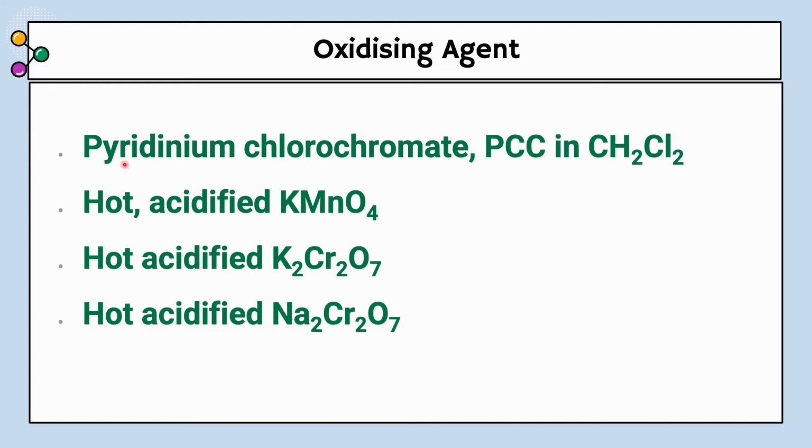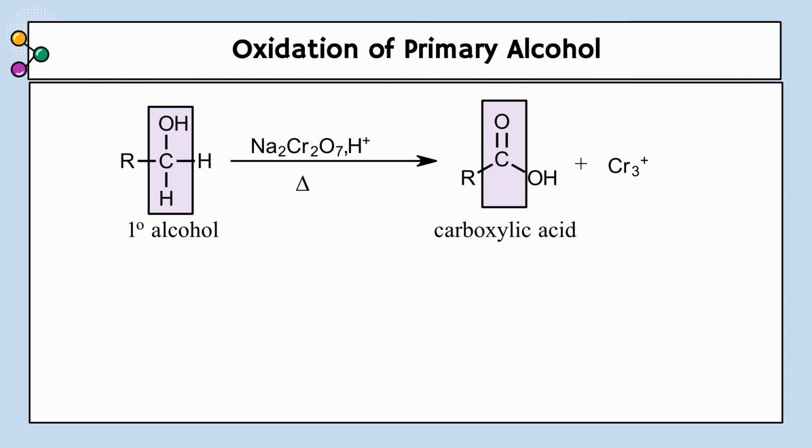So there are few oxidizing agent yang kita normally use to oxidize alcohol. We can either use pyridinium chlorochromate ataupun PCC in inert solvent, ataupun awak boleh guna hot acidified potassium dichromate ataupun hot acidified sodium dichromate. Okay, so for this experiment, we're going to use hot acidified sodium dichromate.